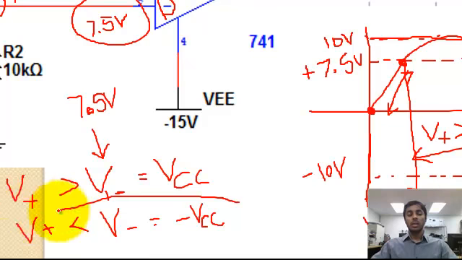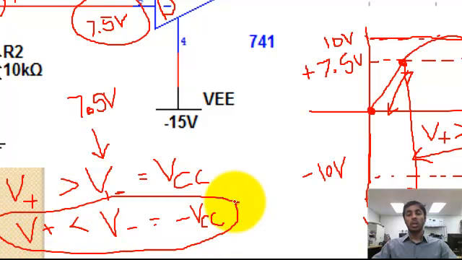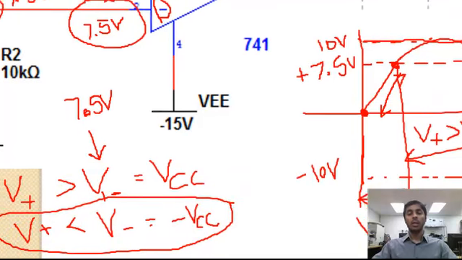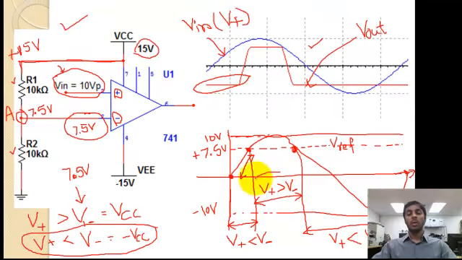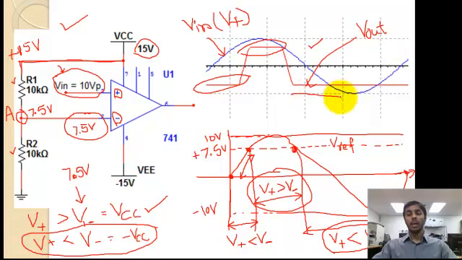If the input voltage is less than the reference, then it's going to give you a negative VCC. If you look at the output signal here, I'm getting the maximum negative signal, and it is going to be a constant voltage. If the V positive is greater than V negative, the output rises to a positive VCC. After that, if V positive is less than the V negative, the output will get a negative VCC.